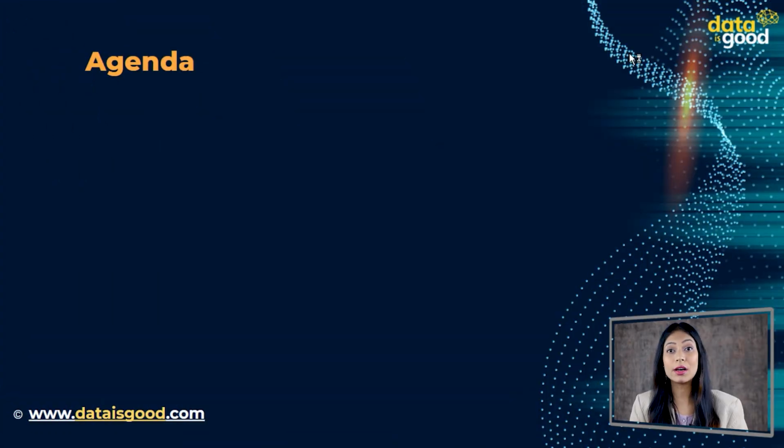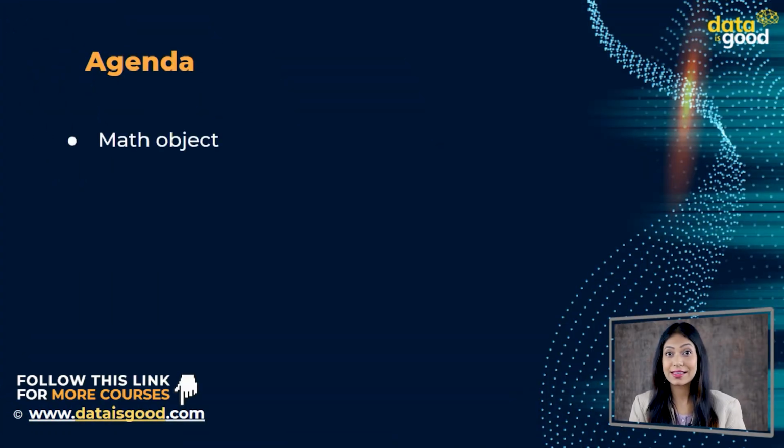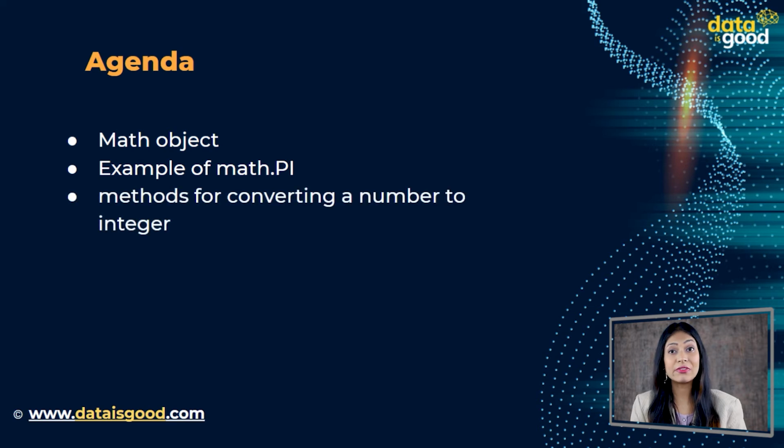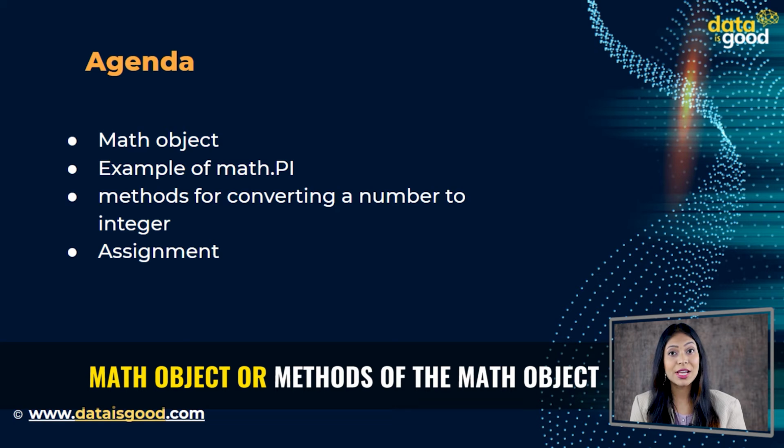But before that, let us see the agenda of this lecture. First, we will learn what a math object is. Then we will see an example of math pi. After that, various methods for converting a number to an integer, then some important methods, and at last you will be having an assignment. So today we are going to learn the math object or methods of the math object.